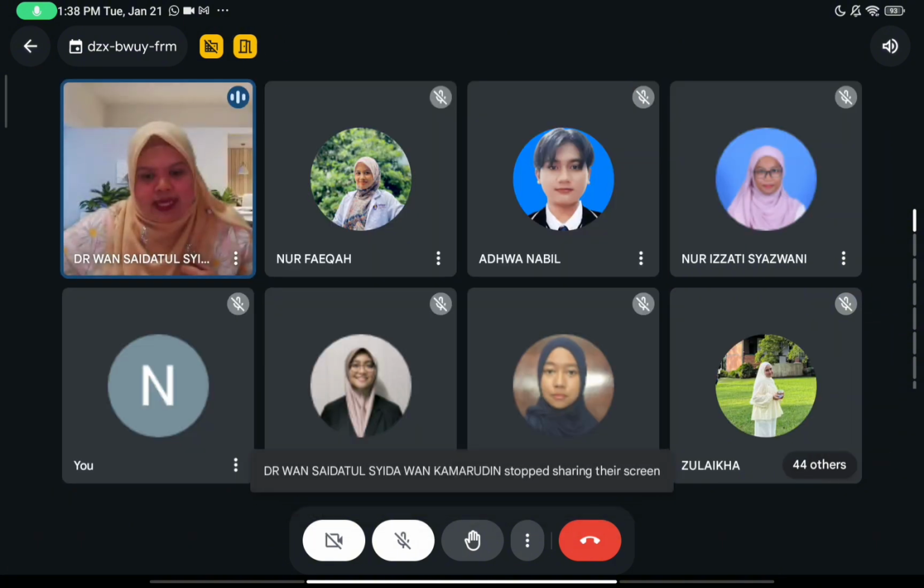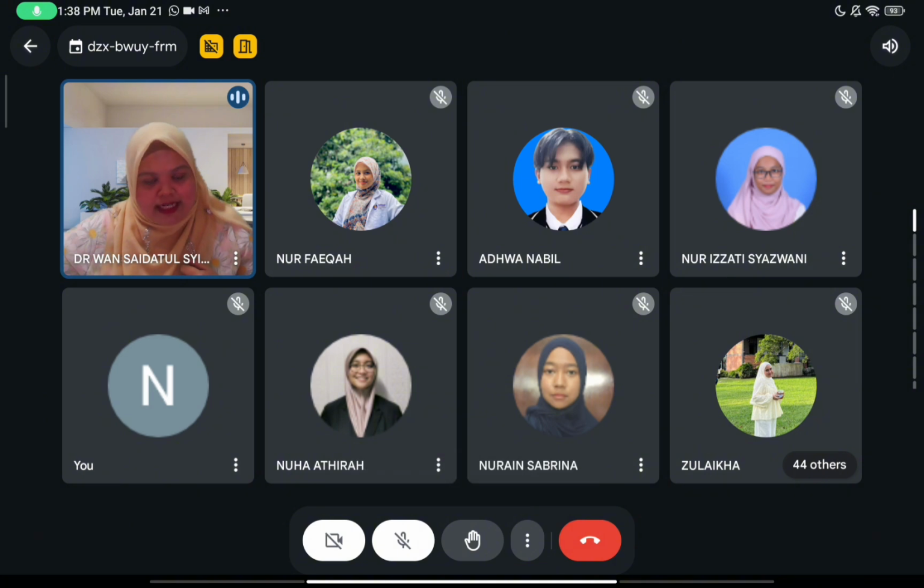Then we move to QDA. Where is the QDA? Quantitative descriptive analysis. What you have to focus on in the QDA is actually the score sheets. The score sheet is very important.